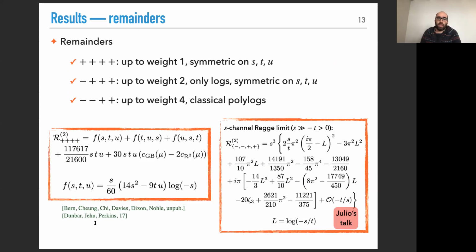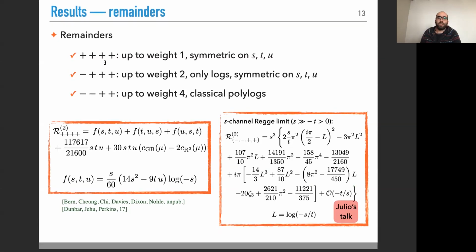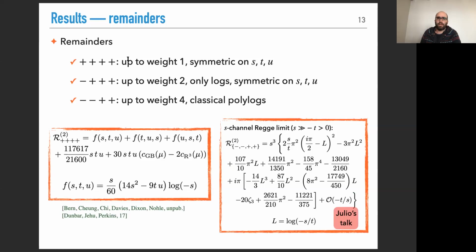There are three independent helicities. Of course, as usual, the all-plus is the simplest. If you look at the remainder, you get functions up to weight one, so you only get logarithms. And as expected, it's symmetric under S, T, and U. The expression for the remainder is very compact, so I can write it here on a slide.